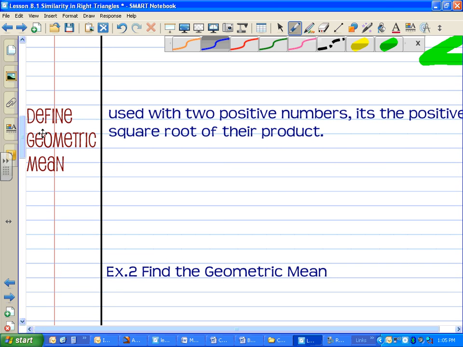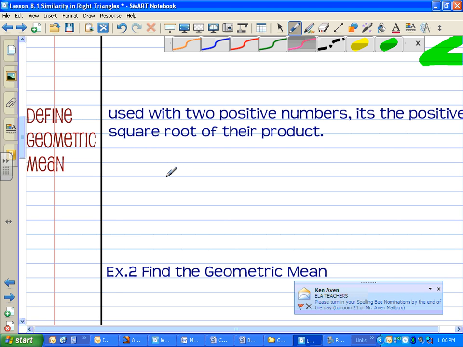All right, we're going to get into something called geometric mean. Geometric mean, it says, is used with two positive numbers. It's the positive square root of their product. So, for example, here's basically what it's saying. It's saying take one number times another number, do the square root of it, and that's it.